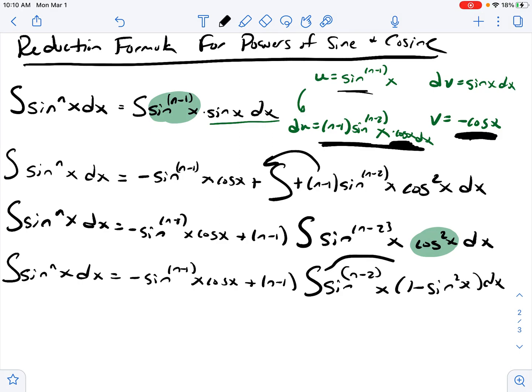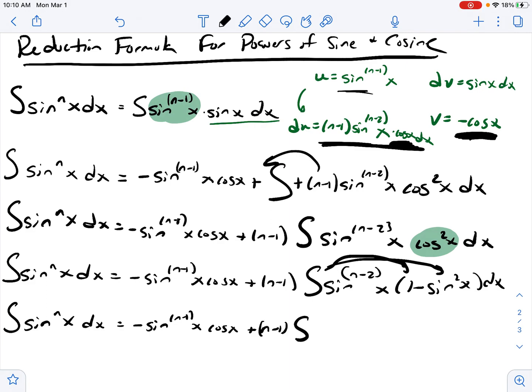And now from here, I'm going to distribute the sine to the n minus 2 power through and break this into 2 separate integrals. So we get the integral of sine nth power of x dx equals negative sine to the n minus 1st power of x cos x, plus n minus 1 integral. Okay, when I distribute to the 1, I just get sine to the n minus 2nd power of x. When I distribute to the next one, sine to the n minus 2 times sine squared is just sine to the nth. So minus the integral sine to the nth power of x dx.